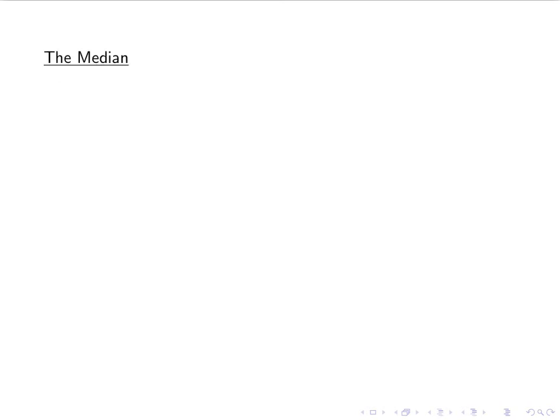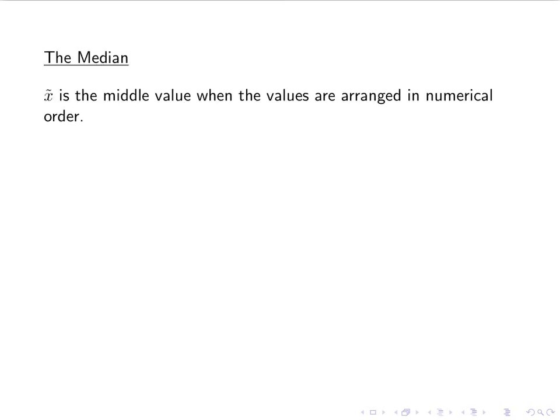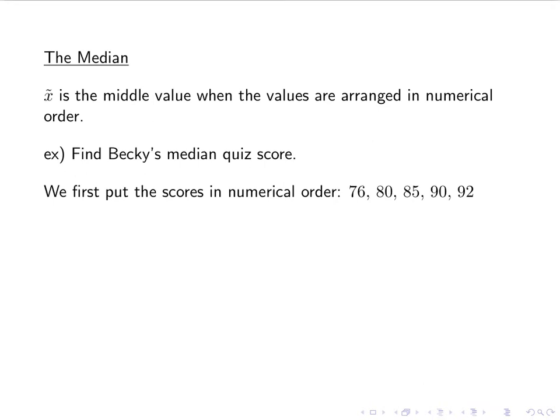So the next measure of central tendency is called the median. And the median, which is denoted by x with a squiggle line above it called x tilde, is the middle value when the values are arranged in numerical order. So we're going to find Becky's median quiz score. And the first thing we're going to do is put her quiz scores in numerical order. So it's very important that they're in order. Whether it's increasing or decreasing doesn't matter.